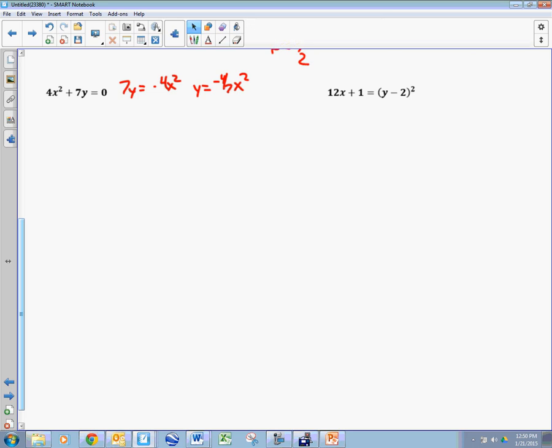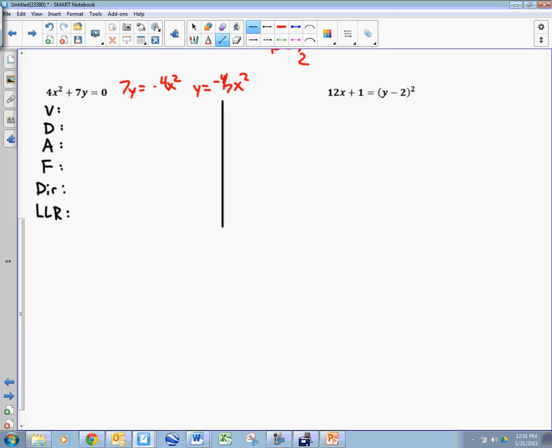We label all the important parts: vertex, direction, axis of symmetry, focus, directrix, and length of latus rectum. My handy dandy super straight line. We do not discriminate against rational numbers. It's mathematics. What is the vertex?